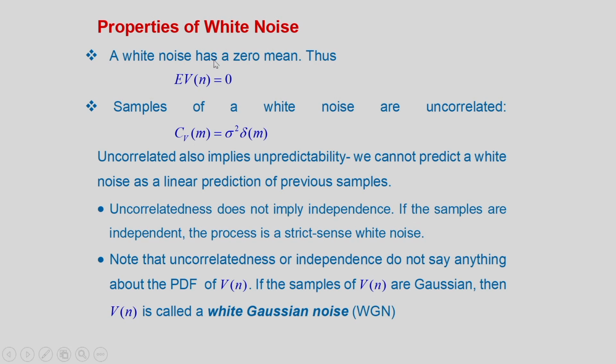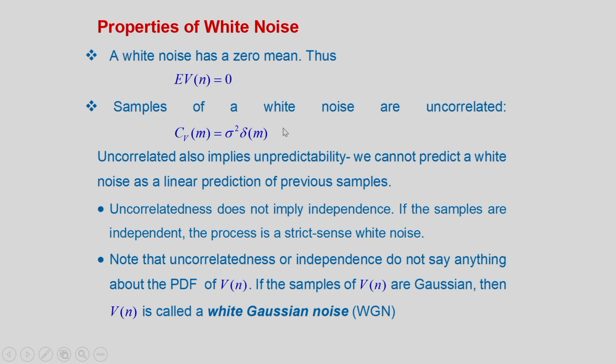Properties of white noise. First of all, a white noise has a 0 mean, thus E of Vn is equal to 0. This follows from the fact that power spectrum is uniform, therefore at 0 frequency also it is uniform, there is no spike at the 0 frequency, therefore mean must be equal to 0. Now, samples of a white noise are uncorrelated.